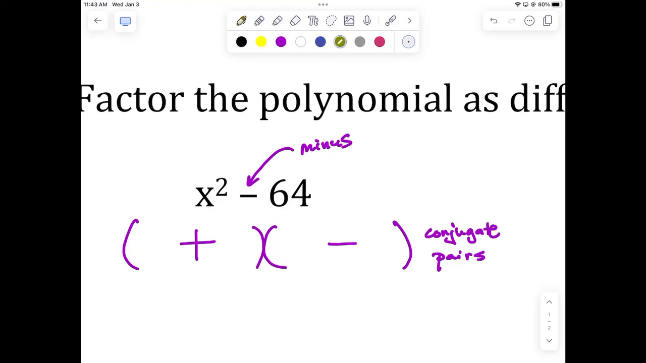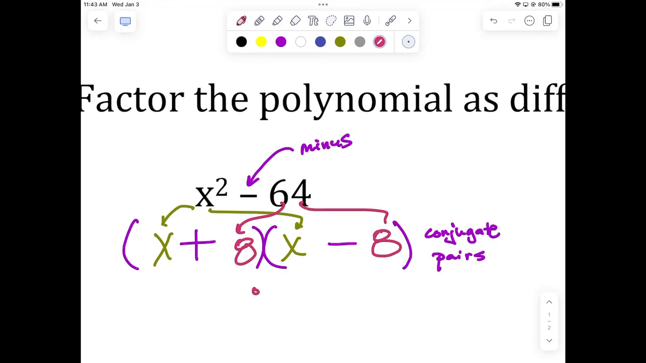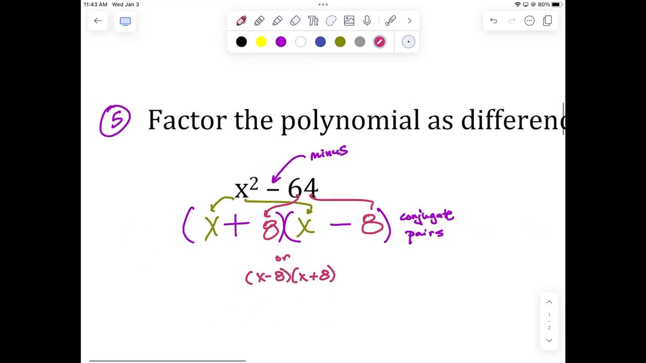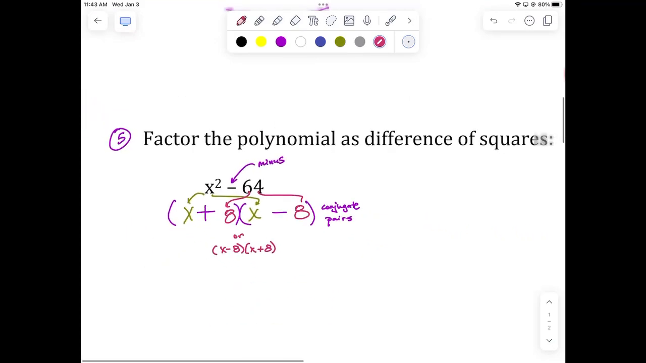One of them is plus and one of them is minus. Now, how do we get the two numbers or variables that go in front of there? We take the square root. What's the square root of x squared? X. And then what's the square root of 64? 8. So it's x plus 8, x minus 8, or of course it could be x minus 8, x plus 8. Either one. Difference of squares. It's a special product. So you want to be on the lookout for that.